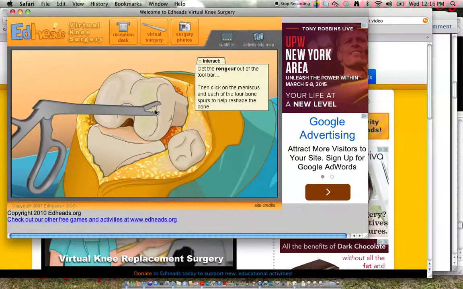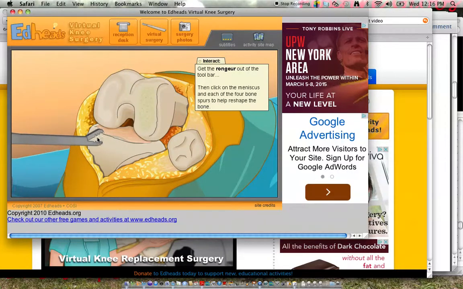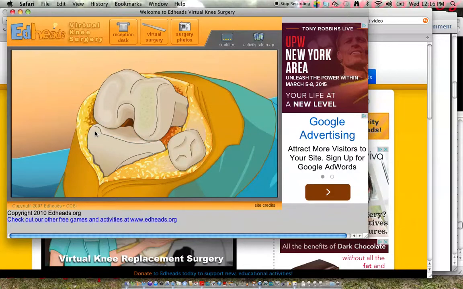Smoothing out the bone a little. Cutting the ACL out. Are you a good sculptor? Here we go. It's time to shape the femur, tibia, and patella so the new knee components fit properly.